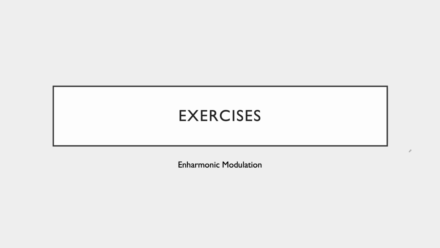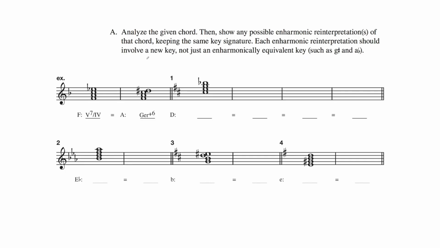Let's make a couple of exercises. The instruction is clear. Analyze the given chord. Those chords are given. Then show any possible enharmonic reinterpretations of that chord, keeping the same key signature. That means we shouldn't change the key signature. Each enharmonic reinterpretation should involve a new key, not just an enharmonically equivalent key, such as G sharp and A flat. This shouldn't happen. You can pause the video now and try to do the exercise.